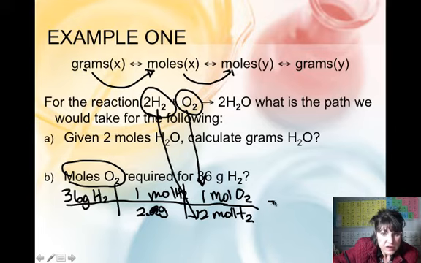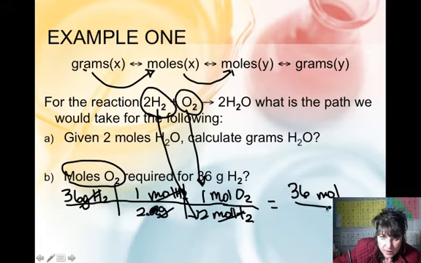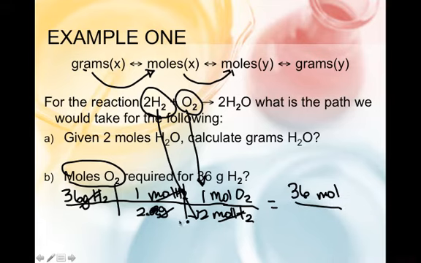And now we're at moles of oxygen, so I'm done. Because look, moles of hydrogen cancel and grams of hydrogen cancel. So 36 is on top, and that's moles. And on the bottom, I have 2 times 2 is 4. Well, this is math we can do without a calculator, right? So I need 9 moles of oxygen to react with 36 grams of hydrogen. That's how we solve problems like this.